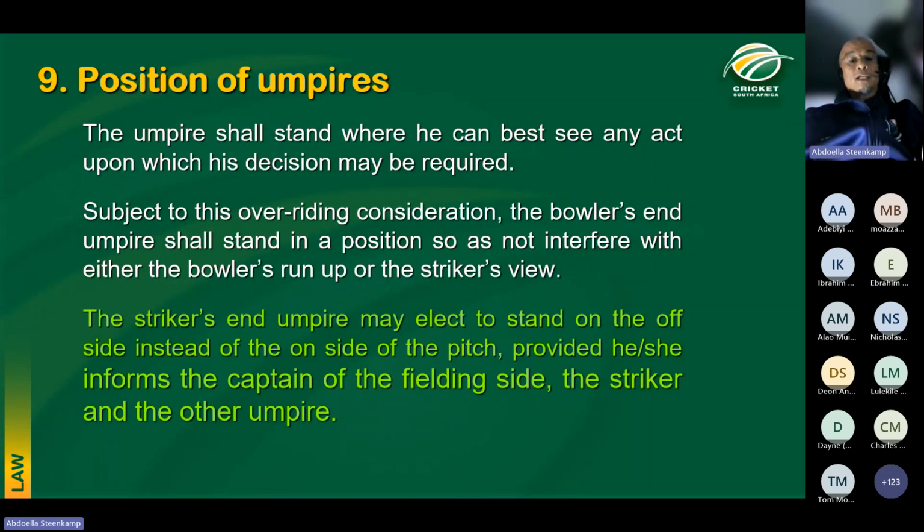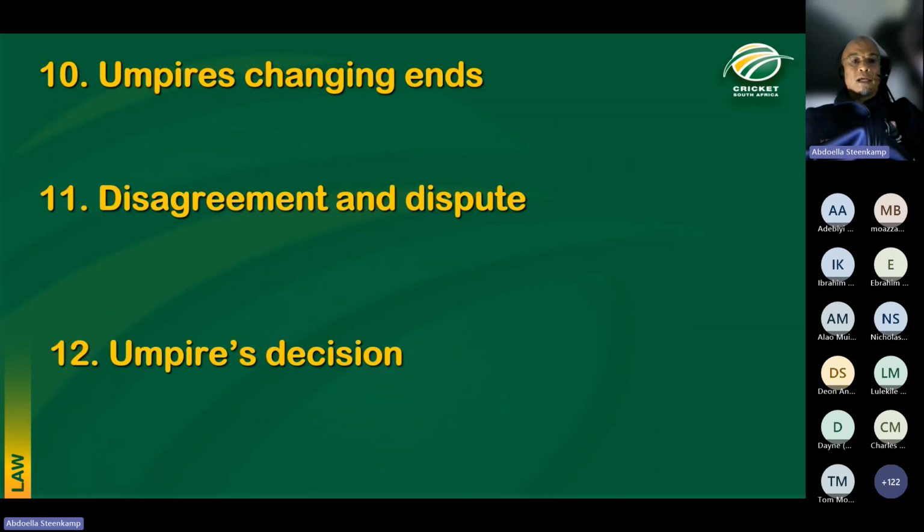There are times when the striker's end umpire can stand on the offside instead of the onside. Examples are when there's a setting sun and the sun is in the umpire's eyes, or when the spinner is bowling and there are lots of close fielders around the batter obstructing the umpire's view on the onside. In those instances, it is best for the striker's end umpire to stand on the offside. And when the striker's end umpire does decide to move to the offside, he or she needs to inform the captain of the fielding side, the striker, and the other umpire.